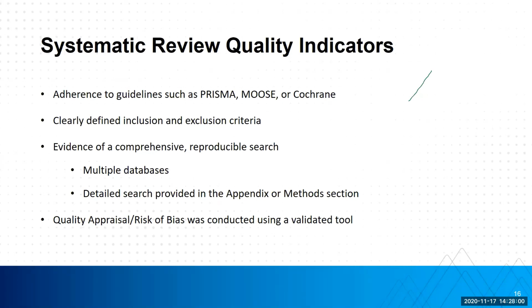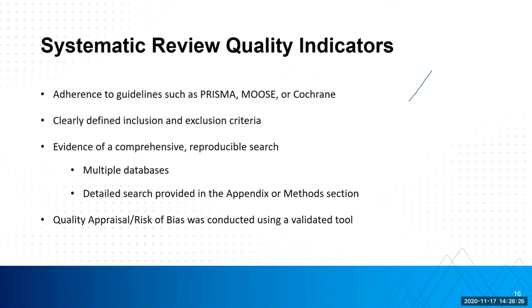You want to see evidence of the search. So hopefully, if they did conduct their systematic review according to PRISMA, they've actually published their search as an appendix or right within the text. And you want to see that they searched more than one database. You don't want to see that they just searched PubMed or searched PubMed and Google Scholar, but that they went to many databases, which helps to retrieve everything that might be out there.